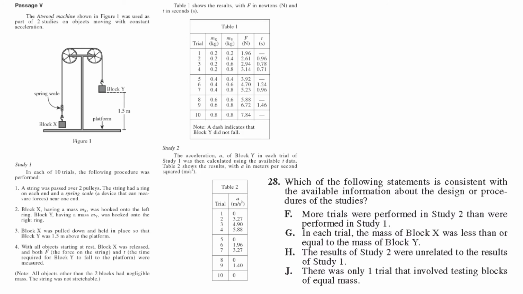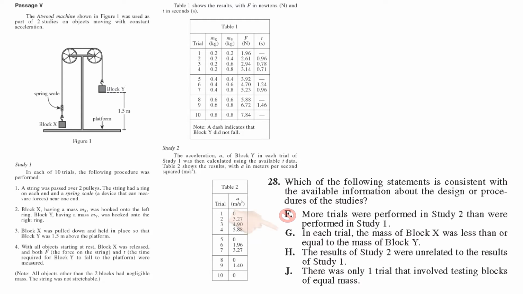Which of the following statements is consistent with the available information about the design procedures of the studies? So let's look at choice F to start with. More trials were performed in study 2 than were performed in study 1. Okay, so let's look at study 1. They have 10 trials, and in study 2 they also have 10 trials, so that is not true. They performed the same amount, so that one's out.